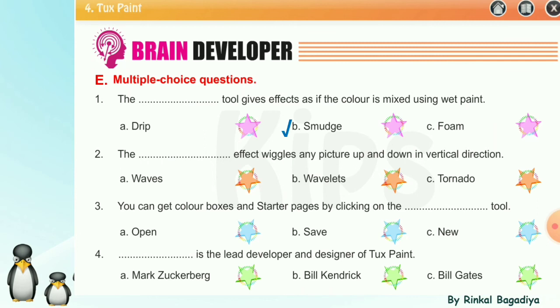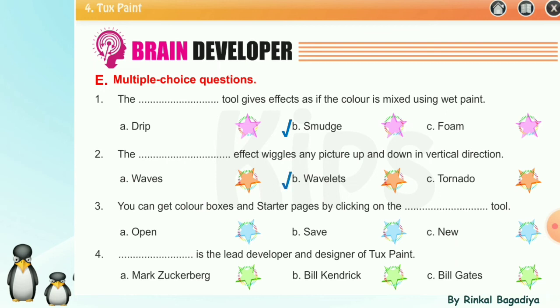Number 2. The blank effect wiggles any picture up and down in vertical direction. Which effect wiggles the picture up and down? Wavelets, because waves wiggle the picture from side to side. Here up and down is given. So the right answer is option B, wavelets. So put a tick mark on option B, wavelets.